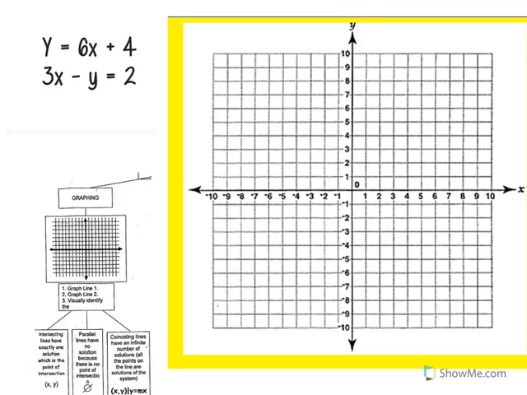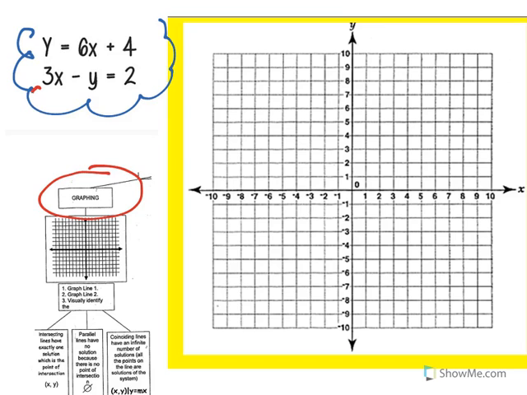So we're going to use the equations y equals 6x plus 4 and 3x minus y equals 2. The second equation is written in standard form, and the first equation is written in slope-intercept form. So when we use the graphing method, we want both of these equations to be written in slope-intercept form in order to graph.